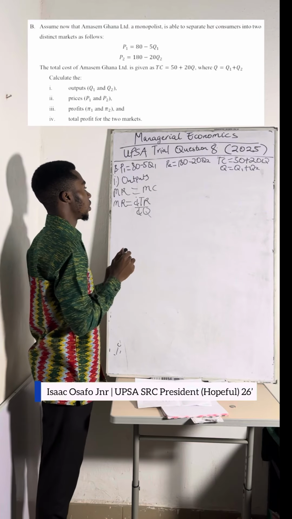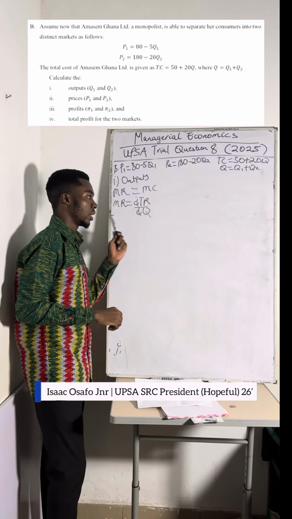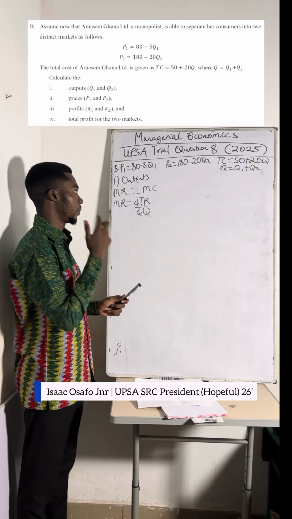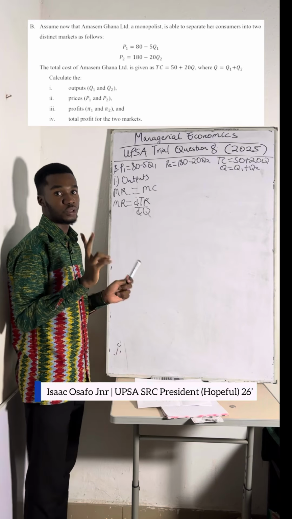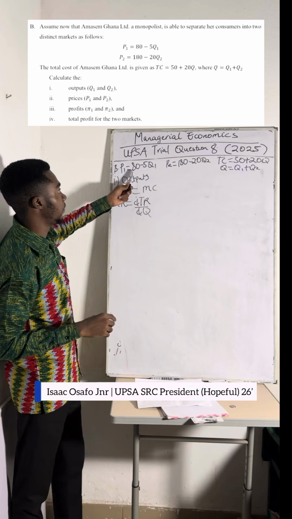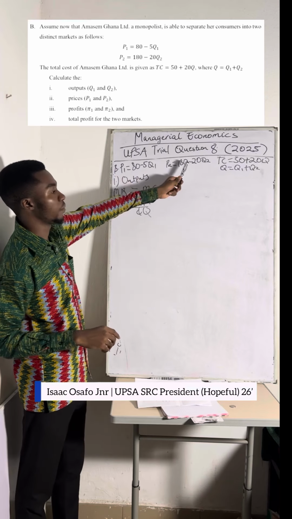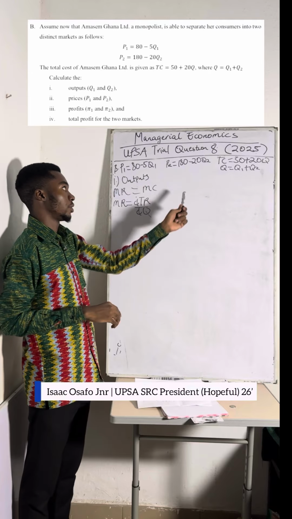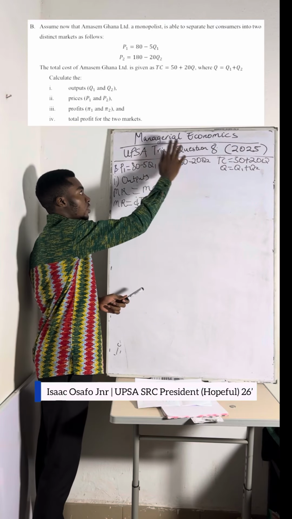So when you differentiate the total revenue function with respect to Q, you get the marginal revenue. But they've also not given us the total revenue. You are going to get two total revenues. Do you get it? One for the first price and one for the second price, because now you're selling at different prices. So you're going to get the total revenue for this one and the total revenue for this one.